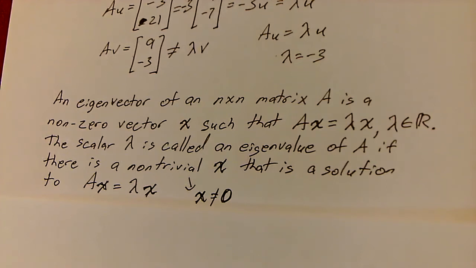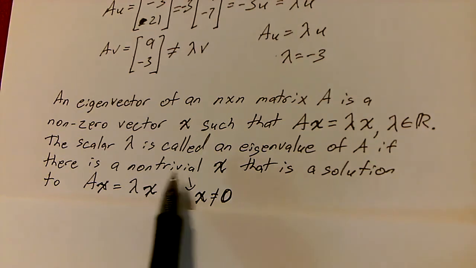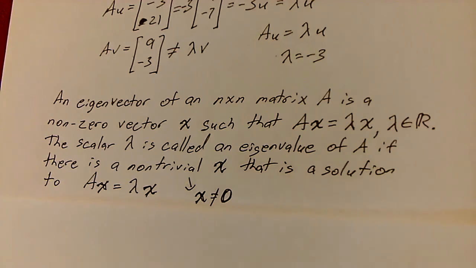The scalar lambda is called an eigenvalue of A if there is a non-trivial x that is a solution to Ax equals lambda x. So notice it's non-trivial. That's why I've written that arrow coming off non-trivial. That again means that x is not 0, okay?